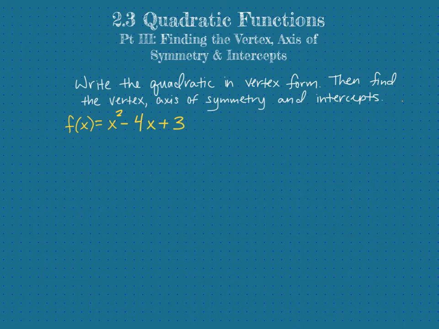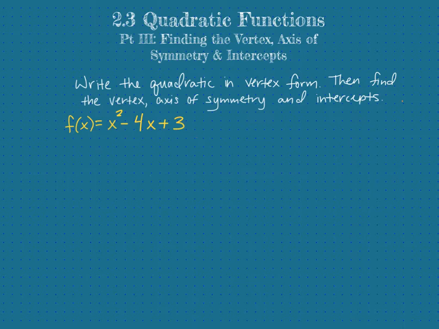In this example, we're actually going to be using the exact same function, but first we want to write it in vertex form and then find all of those same things. So they'll be the exact same solutions as in the first example, but we're going to find them in vertex form. We'll also practice getting into vertex form by completing the square.